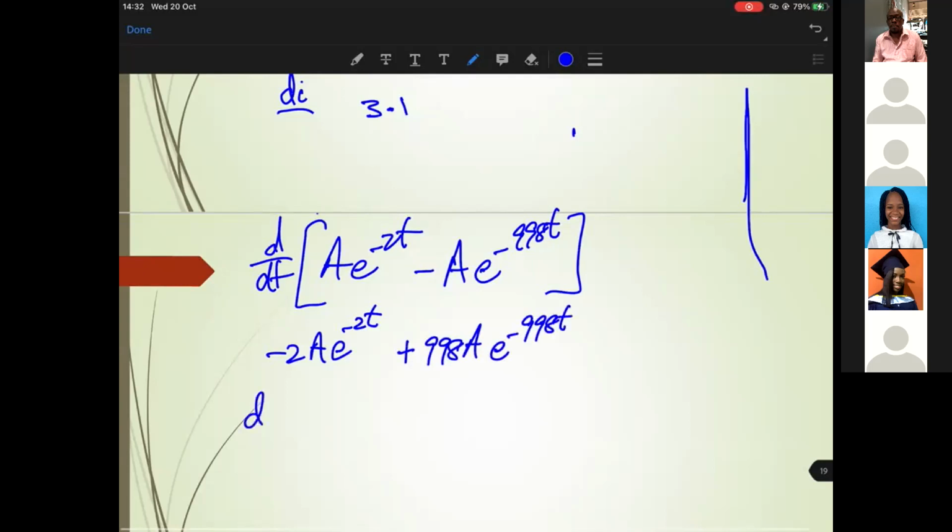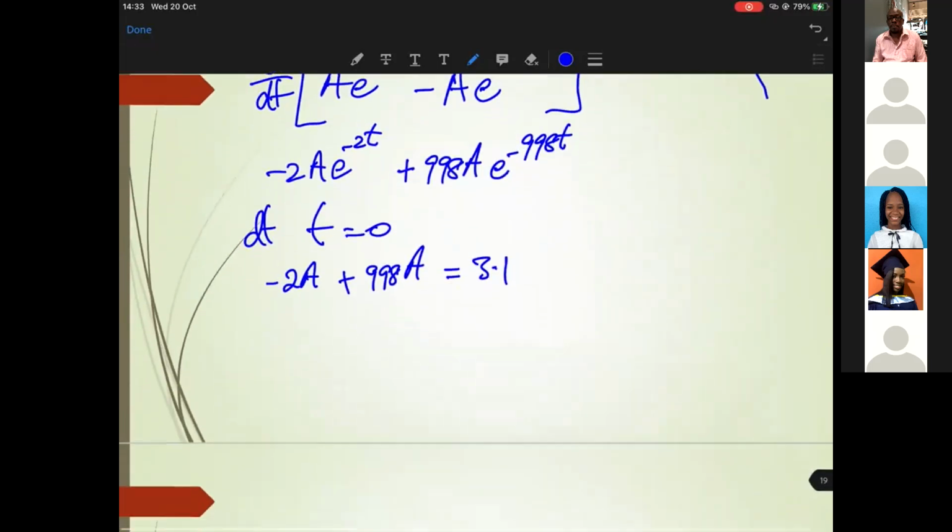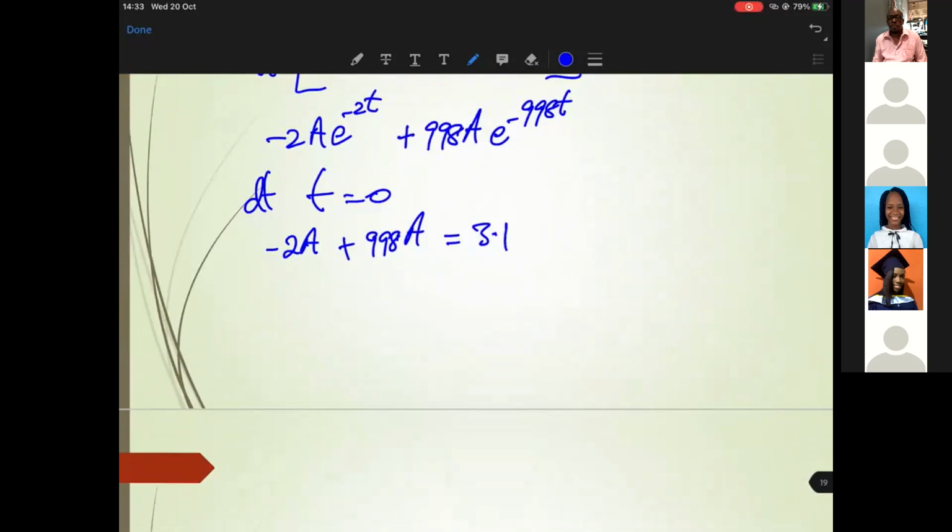Thank you, sir. And at t equals 0, we know that. So give me the expression now. At t equals 0, you have minus 2A plus 998A equals 3.1. So A is equal to 3.1 over 996. That is 3.11 times 10 to the minus 3.